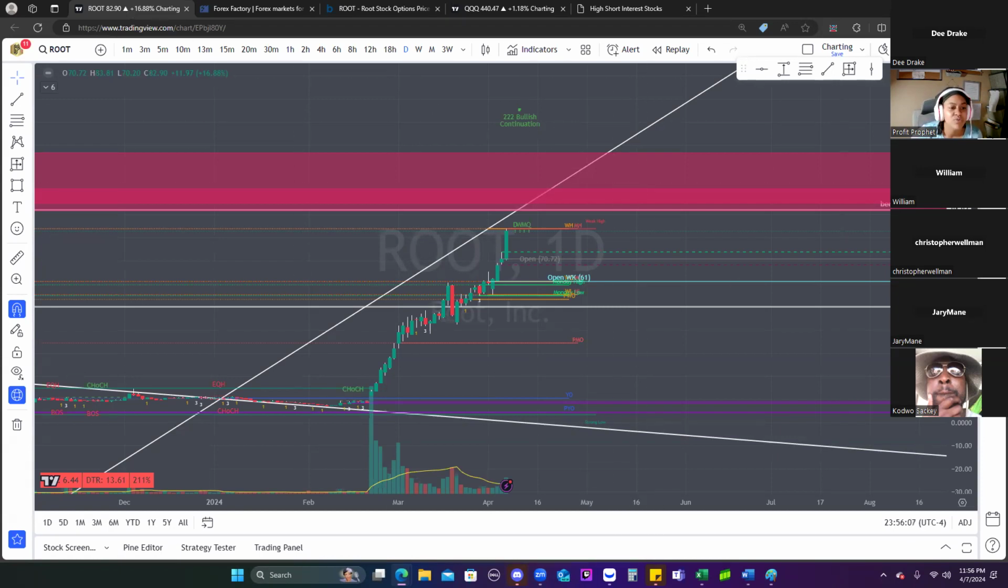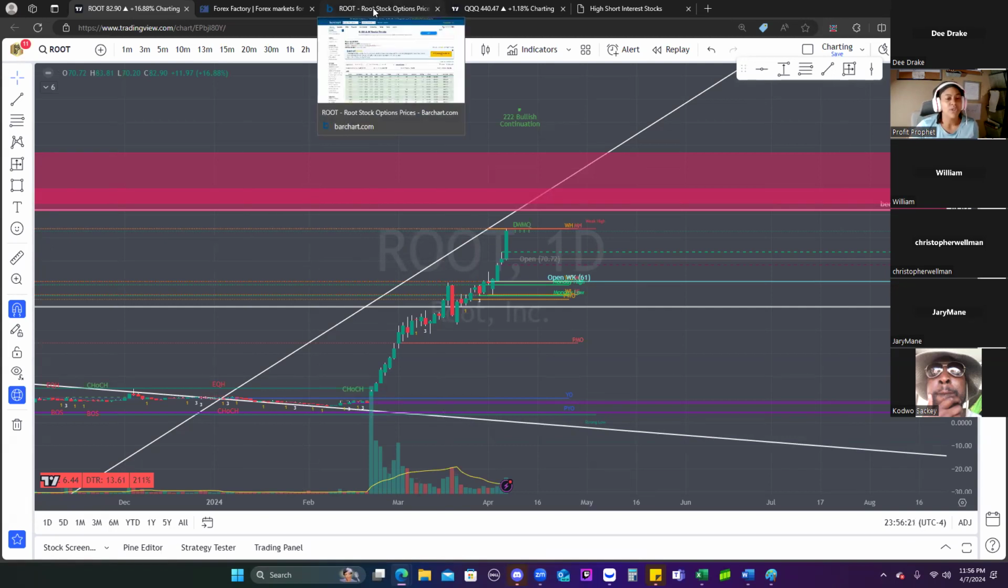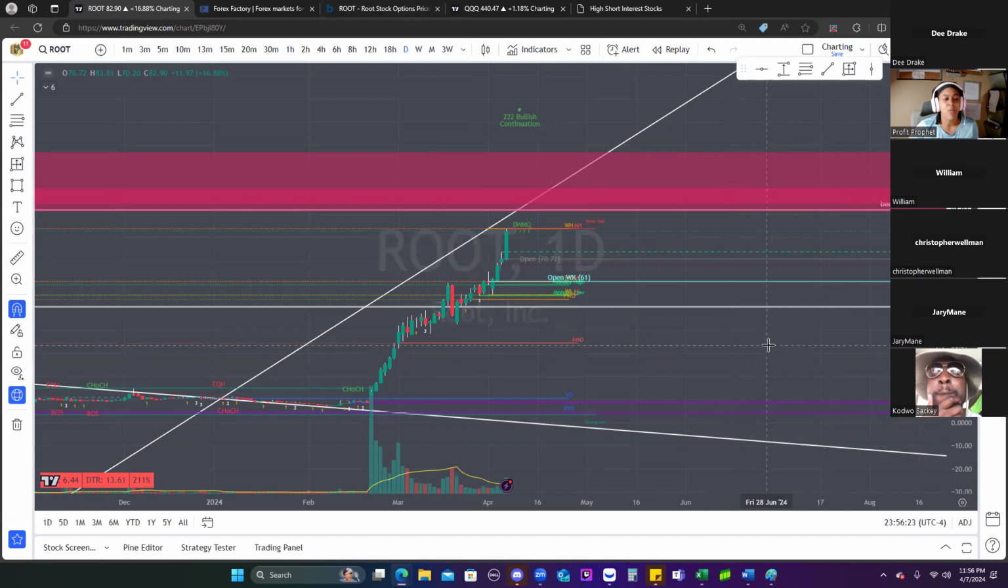But that's my thoughts on Root, especially considering they had such an explosive move at this particular time. So if you are trying to trade it, proceed with caution. You're gonna want to watch the flow on that. Anyone else have anything else they want to look at? Is that the last of it? Wait, let's see. Lulu, I see you.